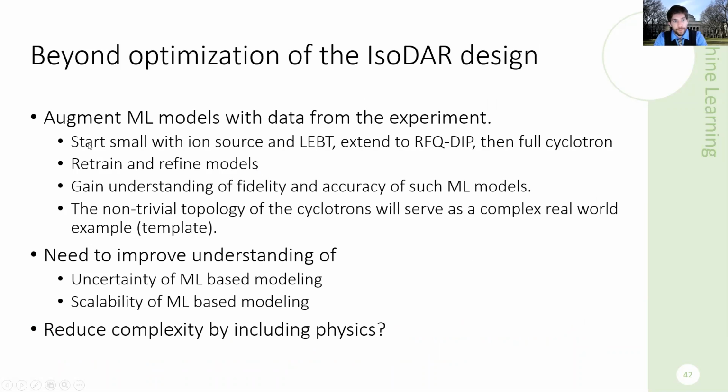We also have this progression from a small problem where we just use the ion source and the Levitt, then use the full RFQ DIP, which is RFQ plus 1 MeV cyclotron, and then use the full ISODAR cyclotron. And we gain understanding all the way. There's a lot to be learned from that, and there's a lot that we need to learn. We need to understand what the uncertainty of these machine learning based modeling principles is, how scalable they are, and how we can use physics to improve these models or to reduce the complexity of these models.